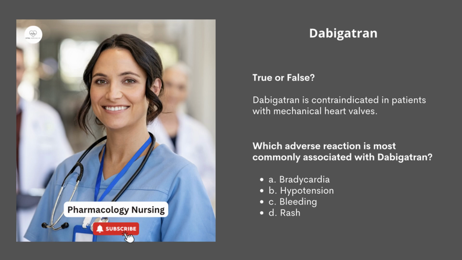Okay, last question. Which adverse reaction is most commonly associated with Dabigatran? Is it A. bradycardia, B. hypotension, C. bleeding, or D. rash? The answer here is C. bleeding.